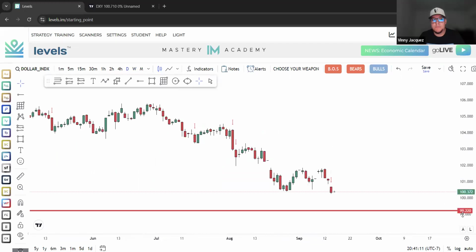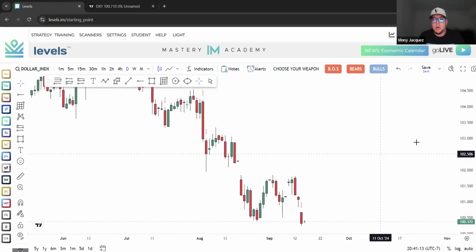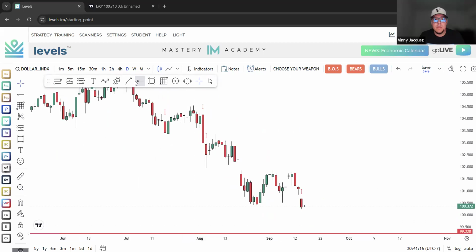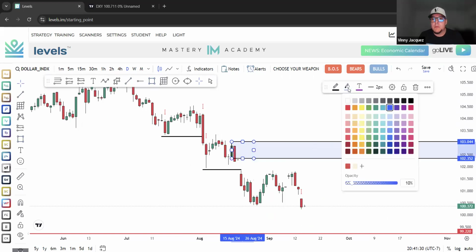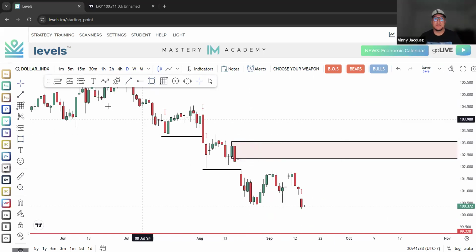Let's go to that daily time frame. Now we can see Levels is letting me know that we're continuously having breaker structures to the downside, right? We have our last one right here, and we have a starting point right in this area. The last buying candle before the market sold off and broke structure.